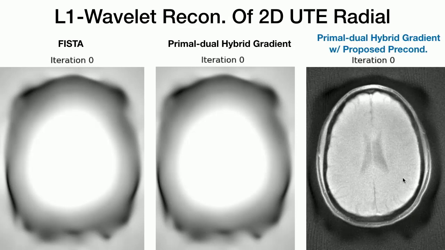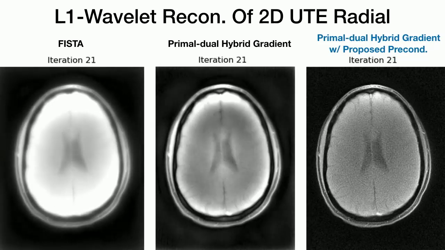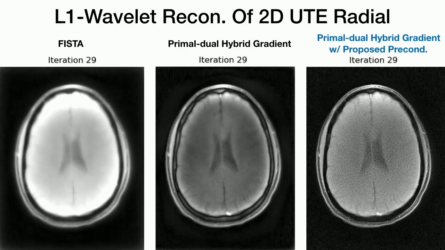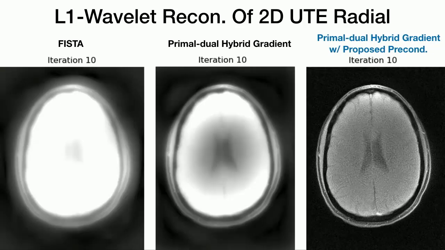Here's another more extreme example where we apply it to 2D UTE radial. Because of radial sampling, it has more variable density in k-space. Going through the iterations, you can see the proposed method has basically converged. Even after 30 iterations, the other two methods haven't converged. Pausing at iteration 10, you can see that there's a huge difference in image quality.